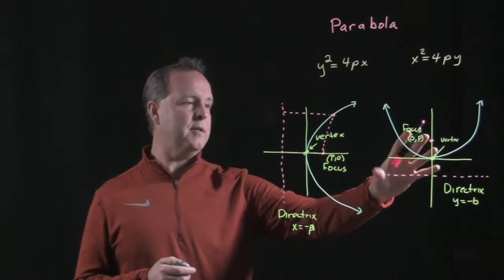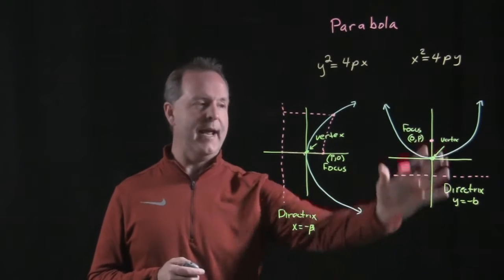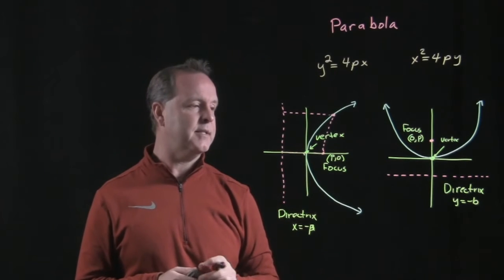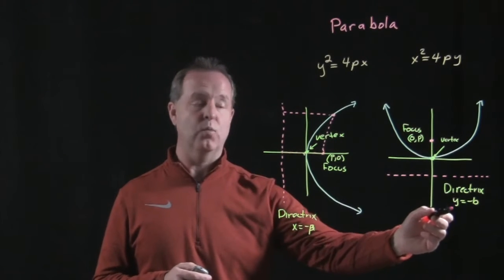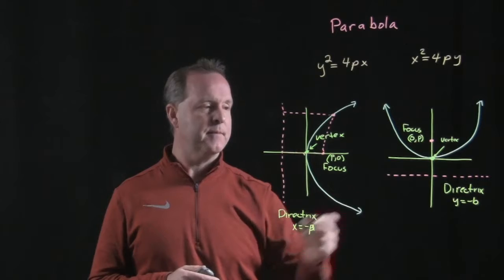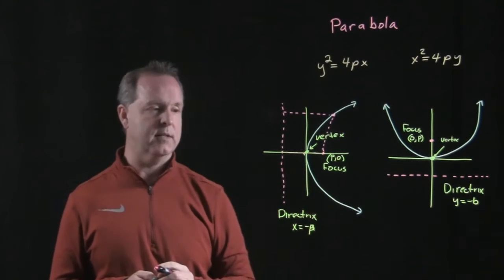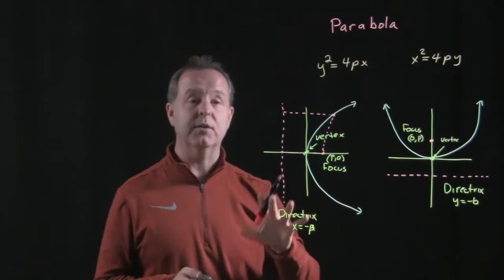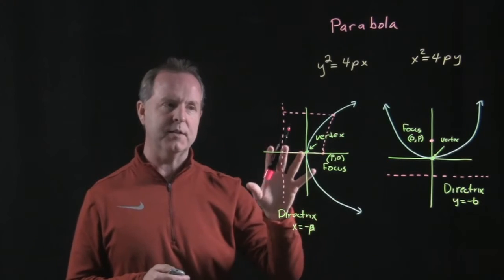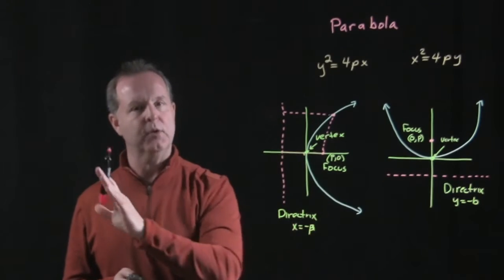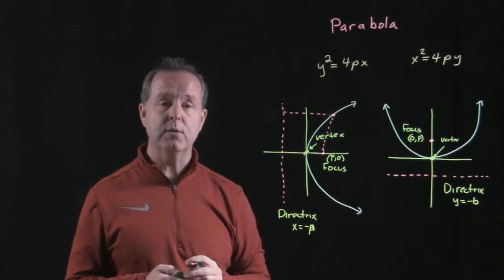We can also have parabolas that hold water, which means that it has an axis of symmetry on the y-axis. Its directrix is the line y equals negative p. And again, we have a vertex and a focus as well. So those are some of the characteristics of a parabola that we want to start with as we build our way through what we can do with parabolas.